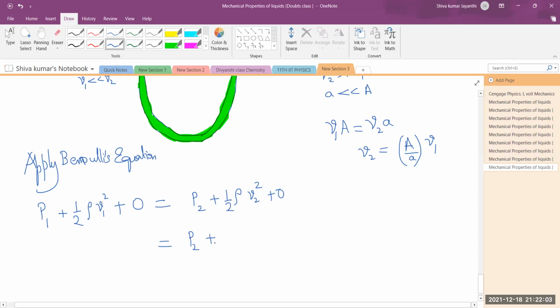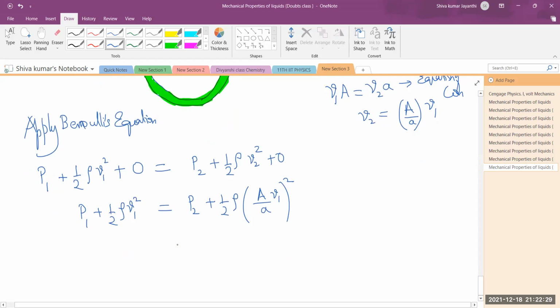So we can write this as half rho. Instead of V2, we can write that as, this is called the multiplication of velocities, the velocity multiplier. So P1 plus half rho. Why does this happen? Equation of continuity. Okay, sir. So we got the V1. We need V1. We got all the V1s on one side. Yes, we got to put all these V1s together.